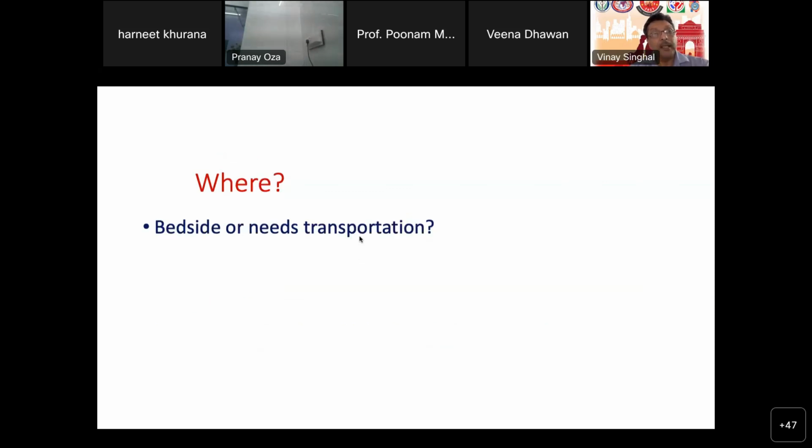Where? Again, bedside or needing transport. At the bedside, it becomes far easier for everyone. You need not take the patient along with all these tubings and the ECMO console, everything. If you need to transport this patient, you have to transport everything. And if the procedure can be done at the bedside, it's a big relief for everyone managing this patient on ECMO. If the patient needs transport, we'll discuss that in the next few slides.